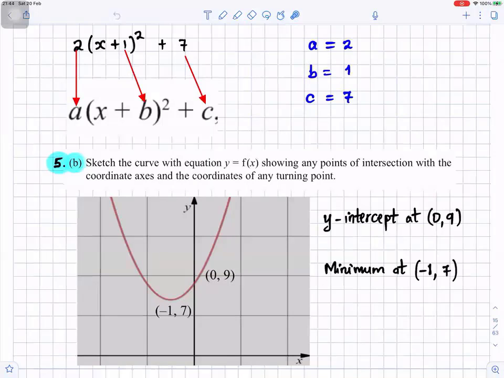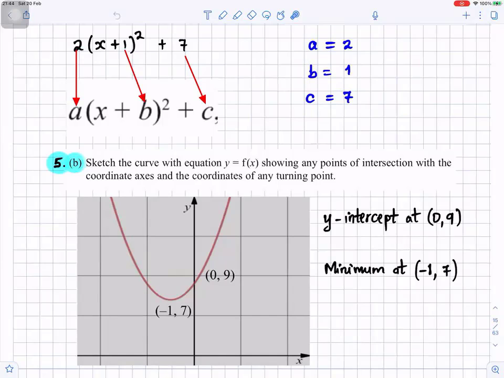And where does it cross the y-axis? When you put x is 0, this will be 0 plus 1 squared, which is 1. 1 squared is 1, times 2 is 2, plus 7 is 9. So it crosses at 0, 9. So you can mark that, and that gives you a U shape you sketch. So the y-intercept is 0, 9, and the minimum is at minus 1, 7. You must state those coordinates and those points to get the full mark.